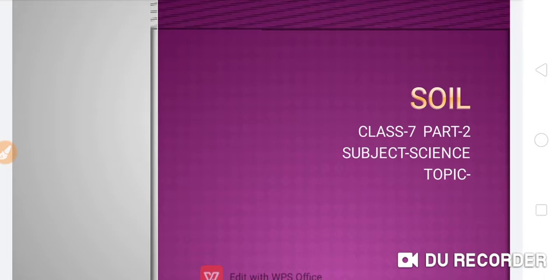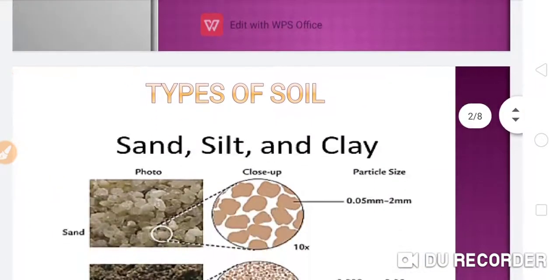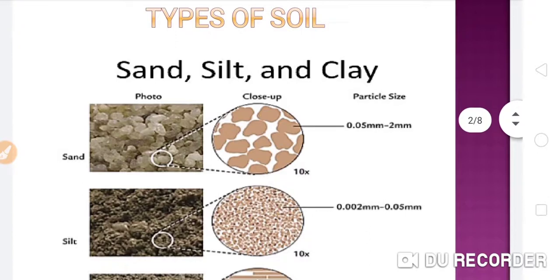Today we are going to discuss soil and its properties. So let's start, students. What are the important properties of the soil? But before we discuss the properties of the soils, let's see the types of soils on the basis of their particle size.